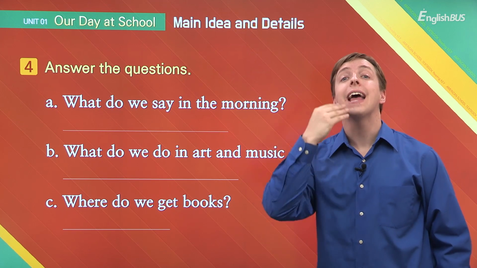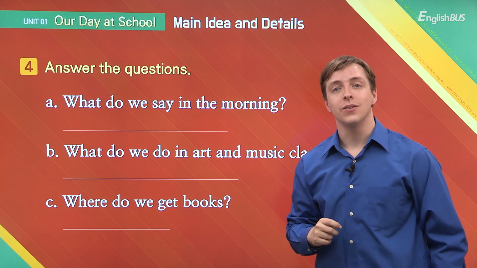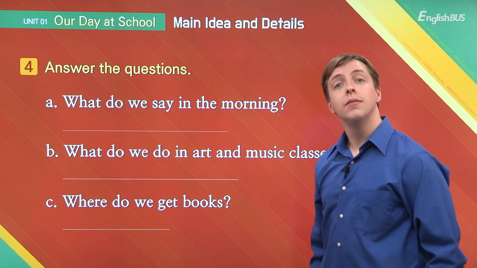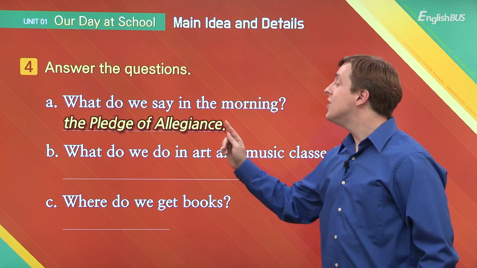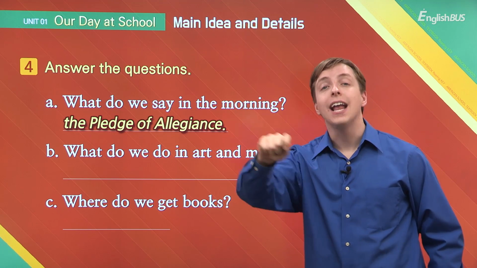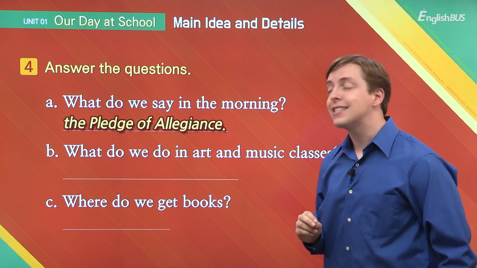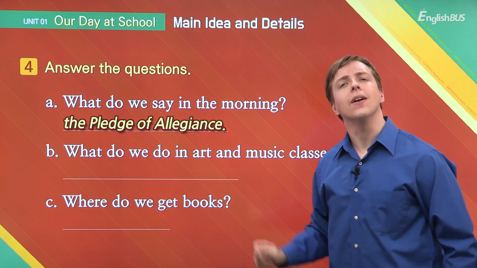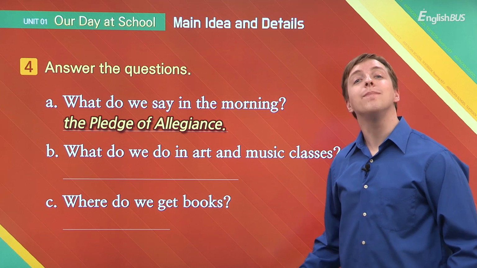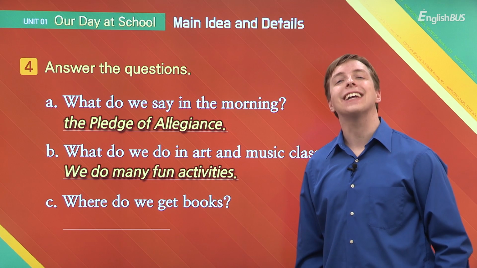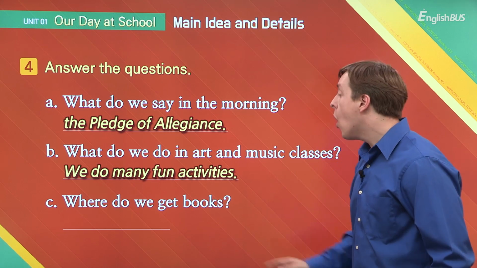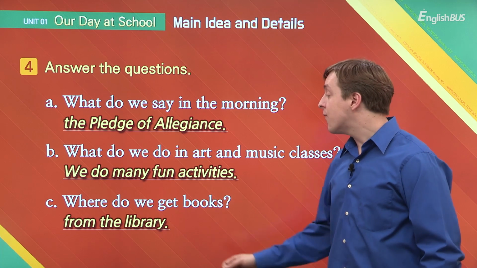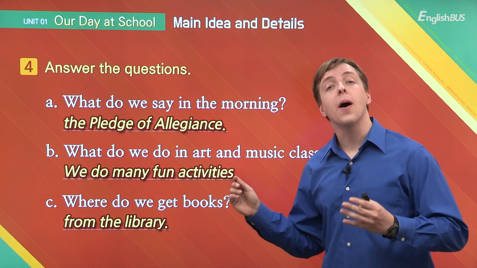In question 4, we must answer the questions. We must write our answers. Our first question asks, what do we say in the morning? Well, do you remember? Nice job! The Pledge of Allegiance. Or you could write, we say the Pledge of Allegiance. Our next question asks, what do we do in art and music classes? What should we write here? Very good! In art and music classes, we do many fun activities. And our final question, where do we get books? What do you think? Nicely done. From the library, or we get books from the library.